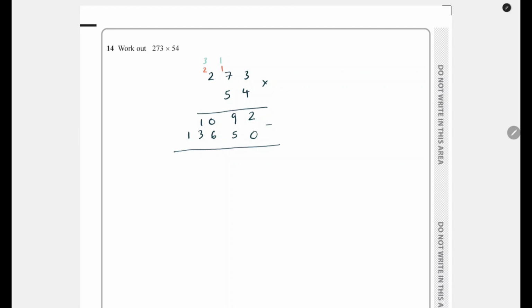And now we just need to add these two values together. 2 plus 0 is 2. 9 plus 5 is 14. We'll put the 4 there and carry the 1. 6 plus 0 plus 1 is 7. 1 plus 3 is 4. And 1 by itself. So our final answer is 14,742.